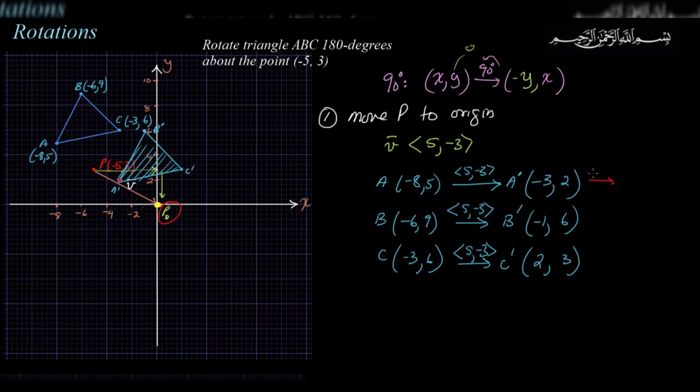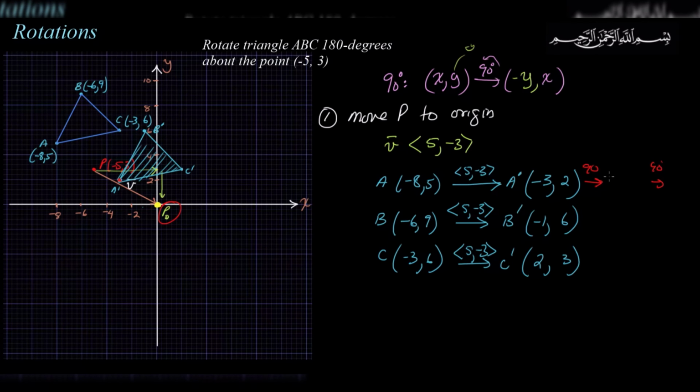Now we have to do 180 degrees over here. In other words, we have to do 90 and then 90, okay? So we do 90 and then we do another 90. That would be a 180 degree rotation, right? And then once we do that, we have to go back, right? We have to reverse the vector, correct? So let's do these two 90-degree rotations.